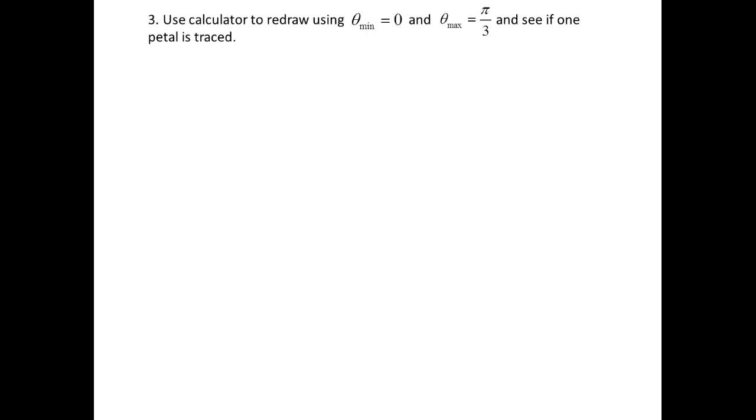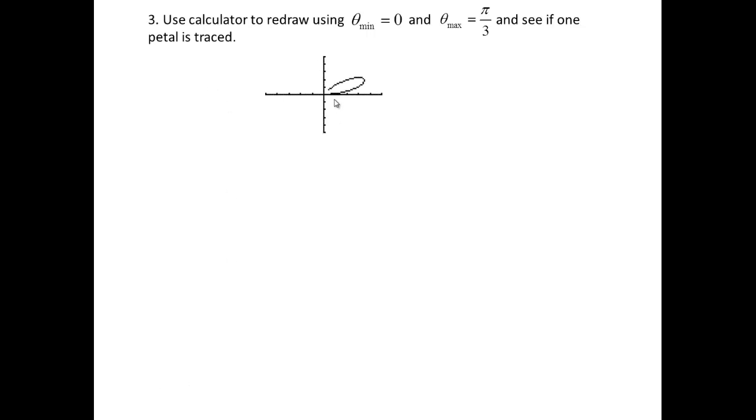Those were two values that were in the list that we just came up with, solutions to the equation. Let's see if one petal is traced by making theta min 0, theta max of pi over 3. So when I go into my calculator, I make theta min 0 and theta max pi over 3, and I redraw the polar equation, r equals 4 sine 3 theta. This is the graph that I get.